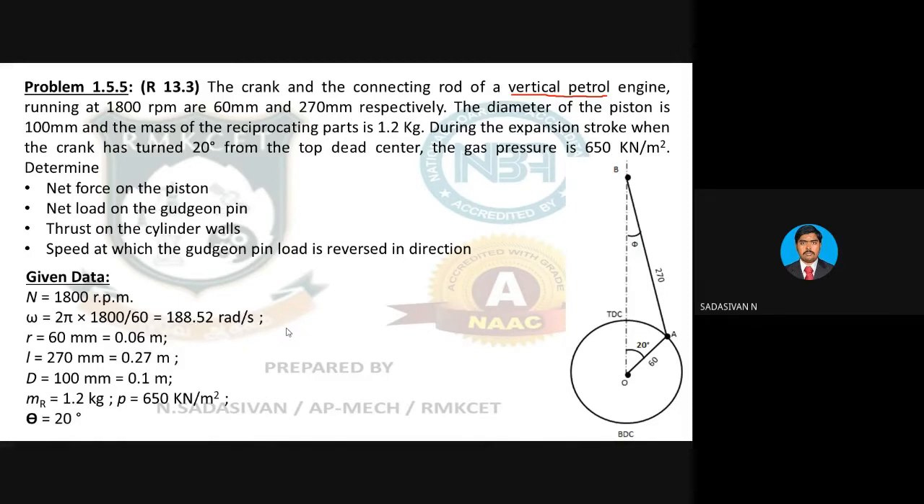I have not written it here. In notebook, when you are writing, you have to write 650 into 10 power 3 Newton per meter square. If you write kilonewton, you will miss the 10 power 3 in your calculation. Please write 650 into 10 power 3. Theta is 20 degree. Okay.